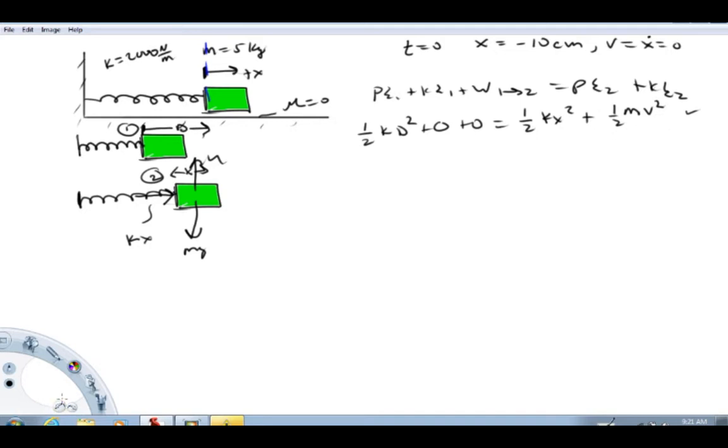Now, here's what we could do with this equation. Basically right now, you tell me an x, I'll tell you a v, or tell me a v, I'll tell you an x. So what we have really is velocity against position.